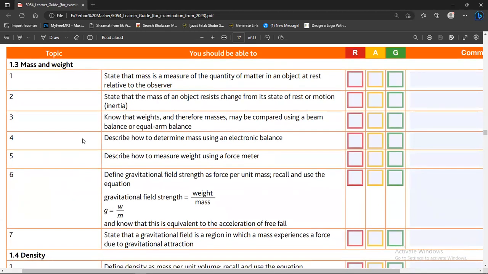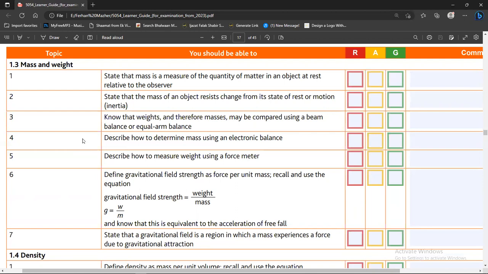Next topic is mass and weight. You should be able to state that mass is a measure of the quantity of matter in an object at rest relative to the observer. State that the mass of an object resists change from its state of rest or motion, that is inertia.